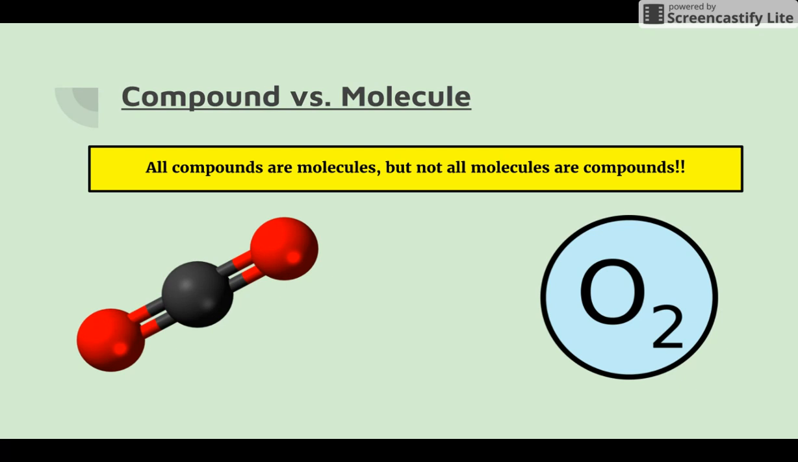Anytime you see oxygen, you always see O2 because when you get to chemistry, you'll learn that it's a type of element that has to be paired with something else to be able to function. So that is considered a molecule because there's a bond between those two oxygen atoms, but it's not a compound because there's only one element present.